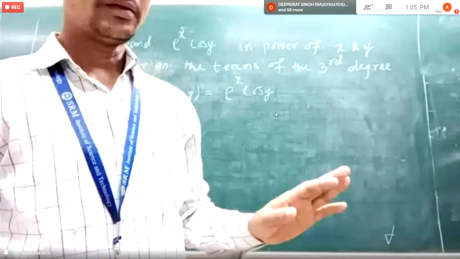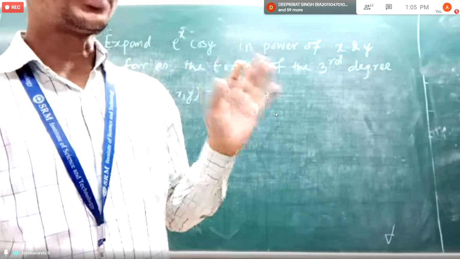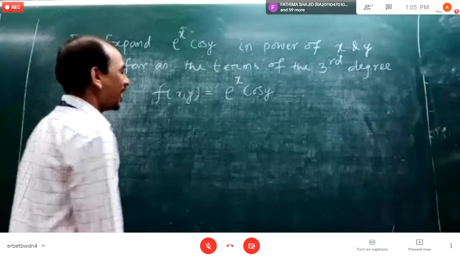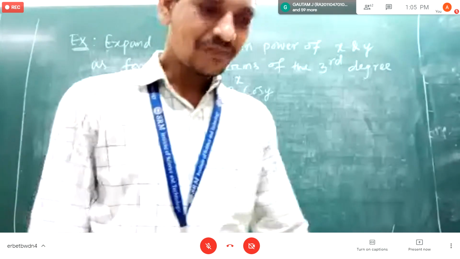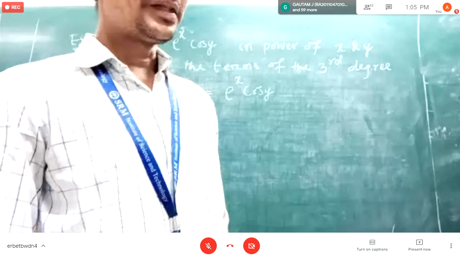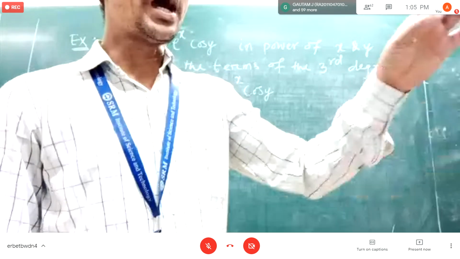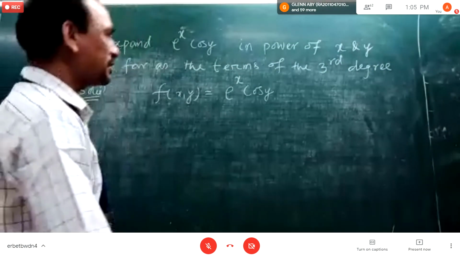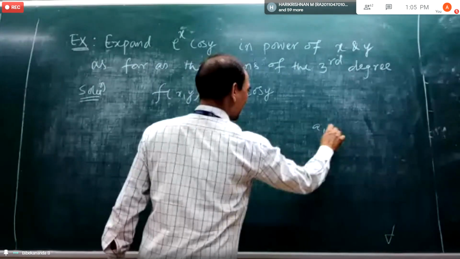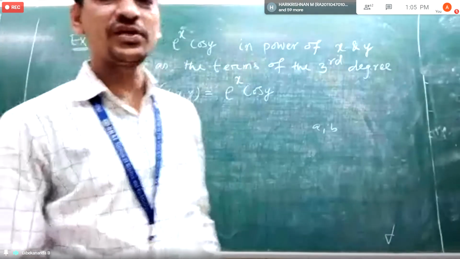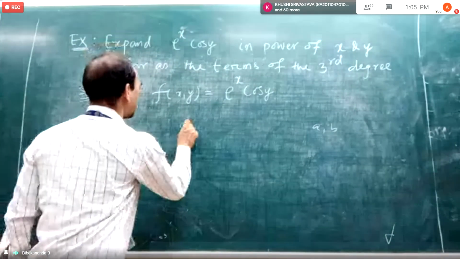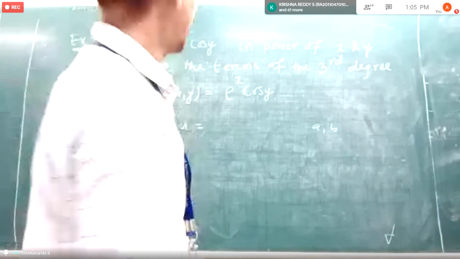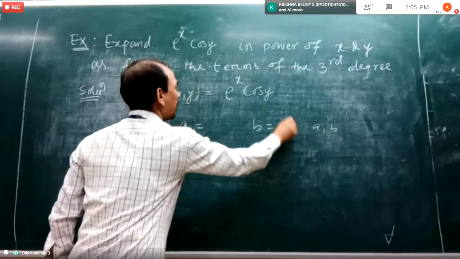Yes or no? Yes, sir. Then thereafter what we do? We have to find the series about which point? Suppose if I say a and b, in the present case, what is your a and what is your b? Tell me.